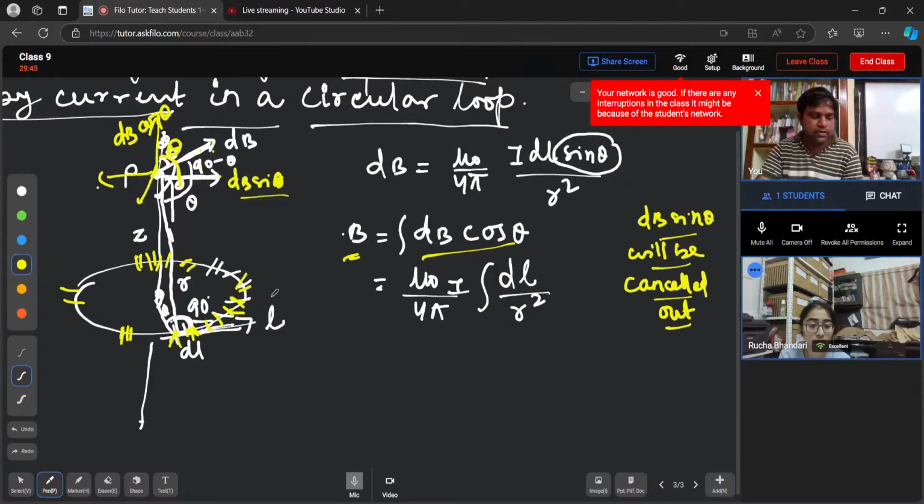Good. Now dB cos theta, the integration of dB cos theta, and there is another cos theta also.